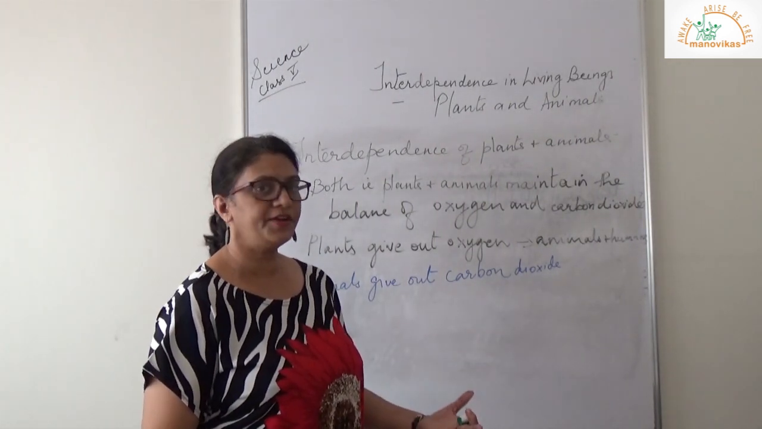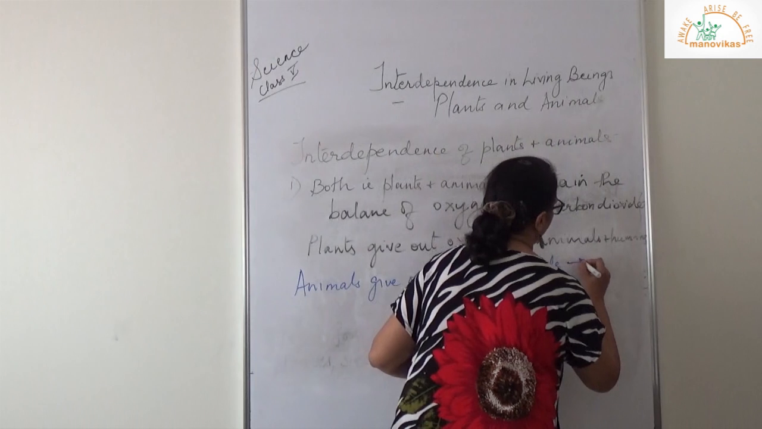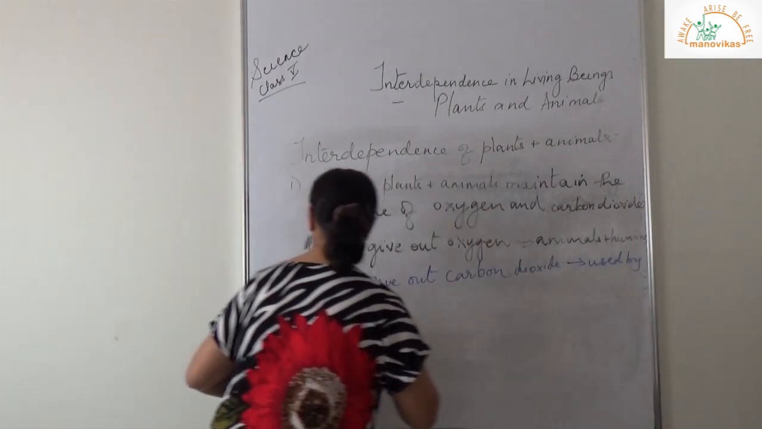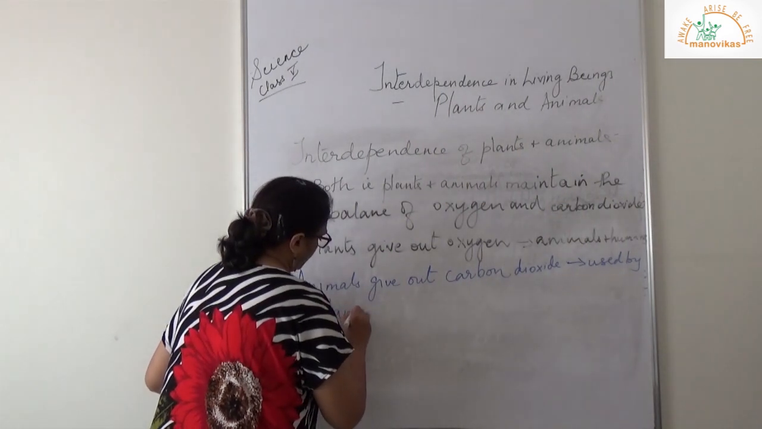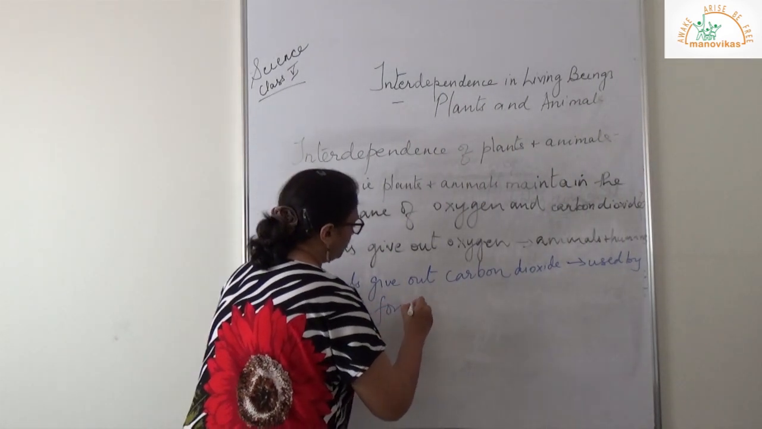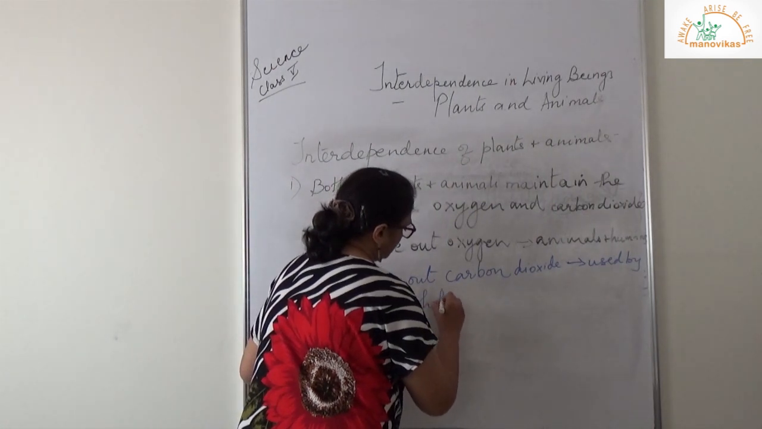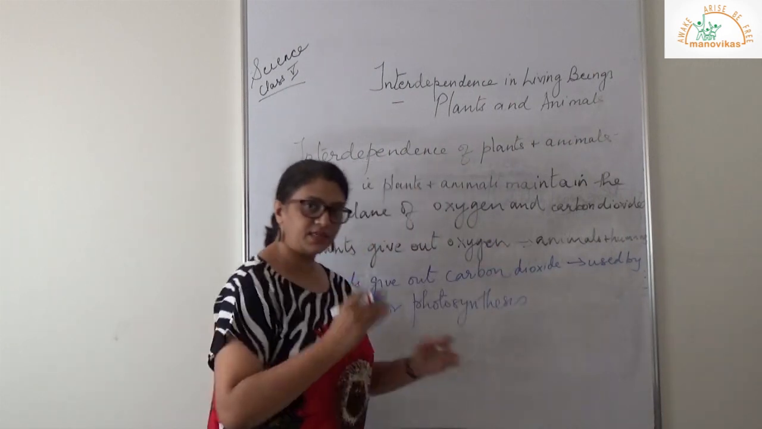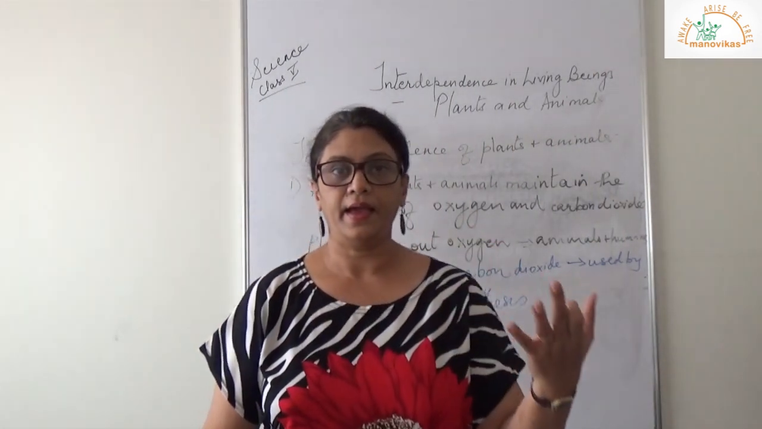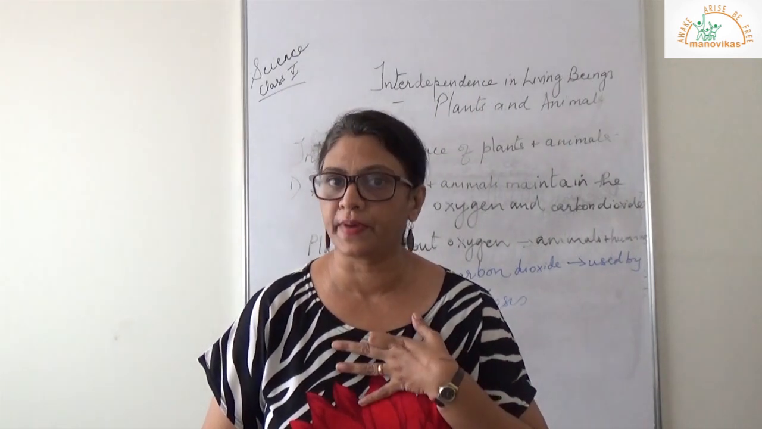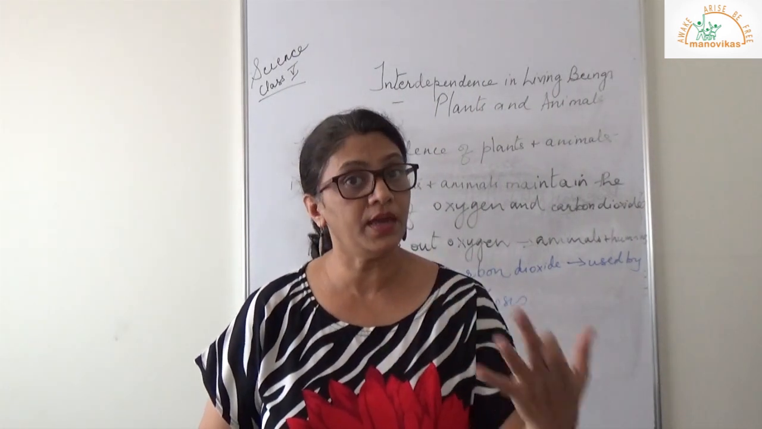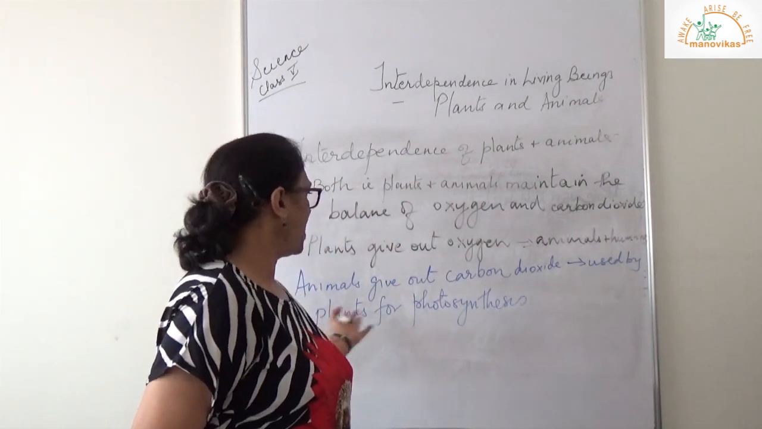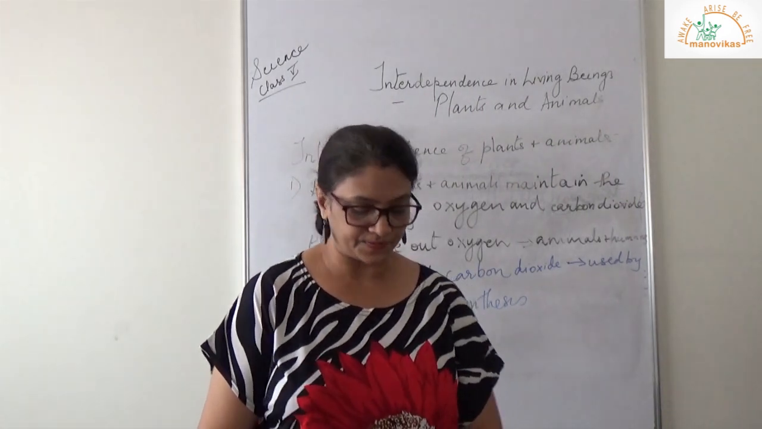What is this carbon dioxide used for? Used by plants for photosynthesis. Right? See how the balance is maintained. Plants give out oxygen, which is used by us and animals for breathing. We and the animals give out carbon dioxide, which is used by plants for photosynthesis.